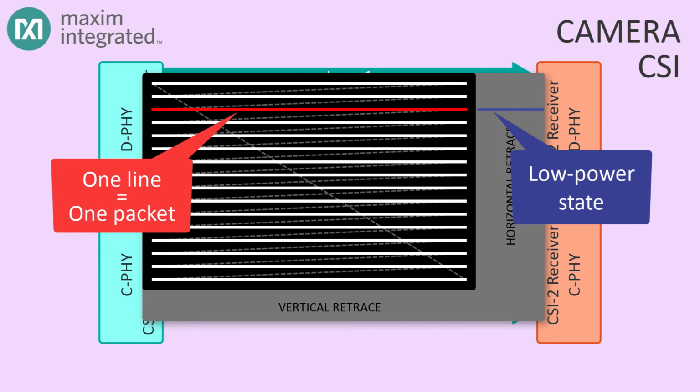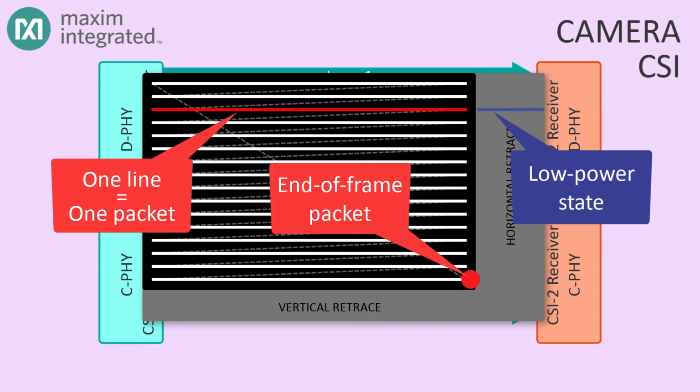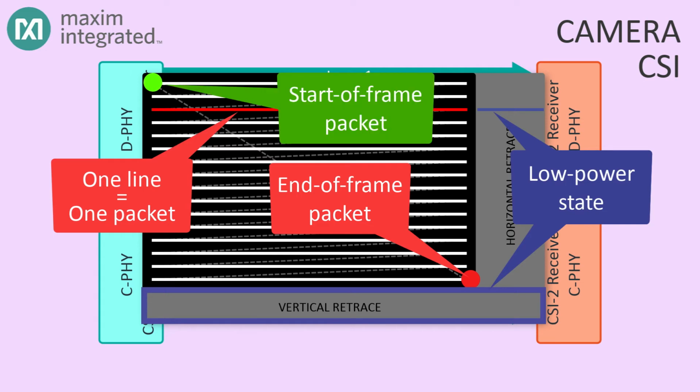After the last line of a frame has been sent, a CSI2 transmitter sends an end-of-frame packet and sets the data lines to their low-power idle state. This marks the beginning of the vertical retrace interval. When the camera is ready to send the next frame, it sends a start-of-frame packet and then begins sending picture data, once again, one line at a time.